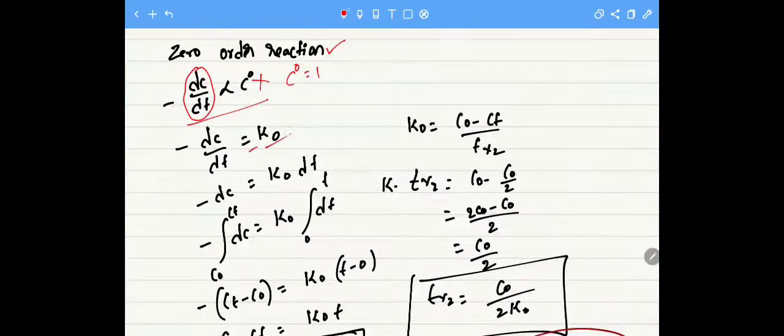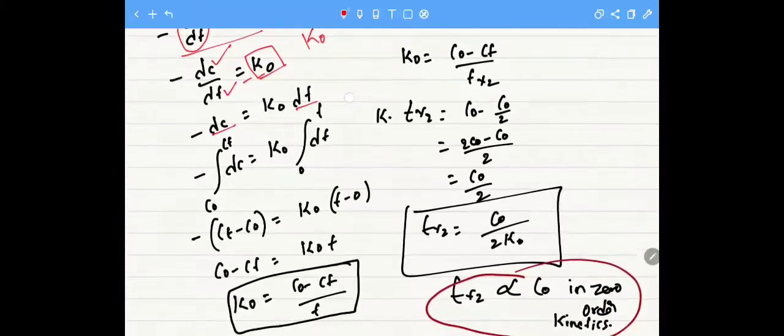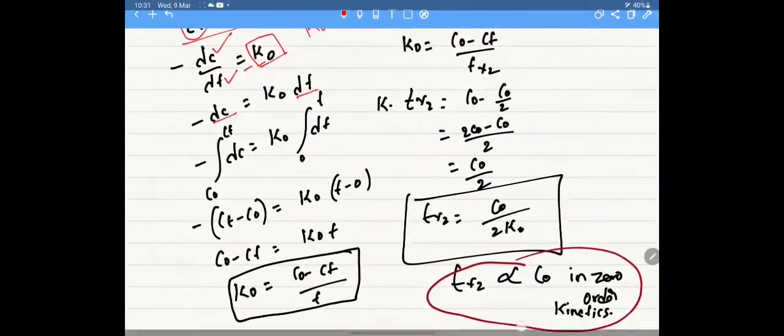If I remove the proportionality constant, in the next step we get a constant. We call it the 0 order rate constant, K naught. Now take concentration terms on one side and time terms on the other side. So we have the concentration term here and the time here. Then we have differentiated terms, so we want to integrate them.